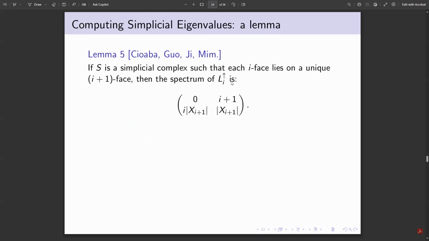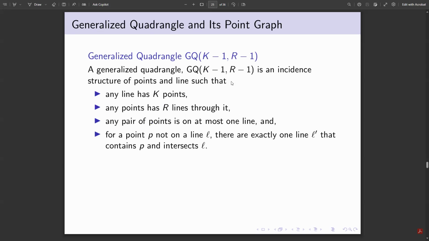So this is another lemma we found: if the simplicial complex has a structure where each i-face is in exactly one (i+1)-face, then the Li up spectrum can be computed easily. And if we apply this to the point graph of a generalized quadrangle, which I'm going to define in a second, we get their eigenvalues as well.